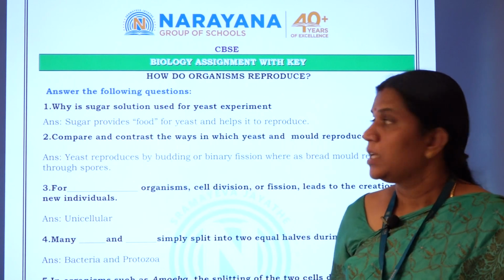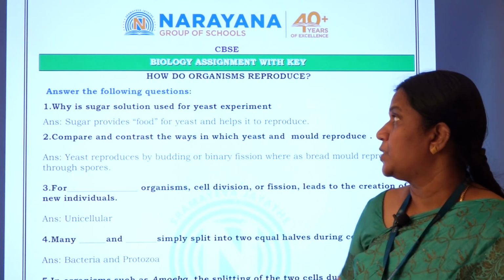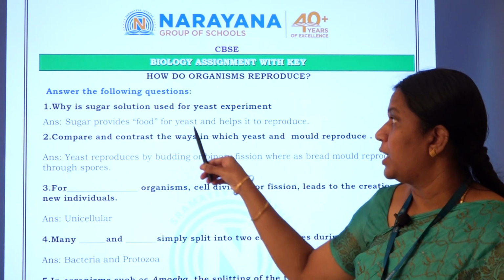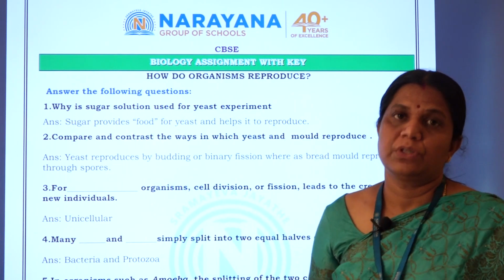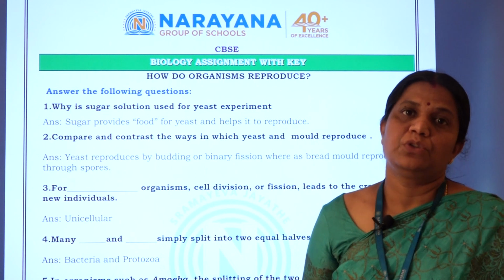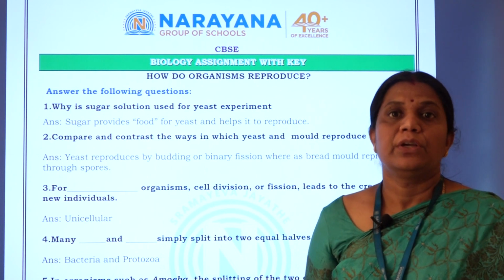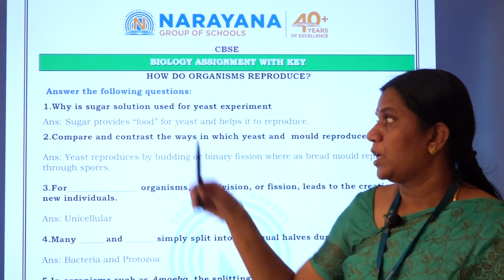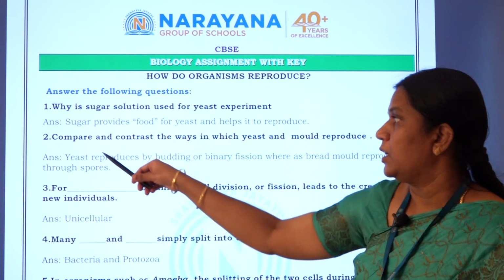So first question is, why is sugar solution given to yeast in the yeast experiment? Sugar provides food for yeast and helps it to reproduce. So if we add yeast to the sugar solution, yeast will utilize that sugar and it will reproduce. So we are giving sugar solution to yeast.